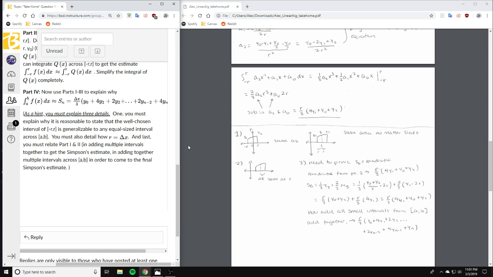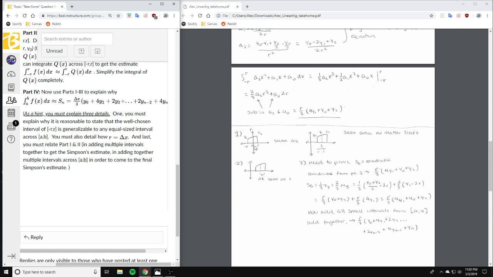Number 1 is that for whatever interval of negative r to r, it's generalizable, and we can put this anywhere. So it doesn't have to be from negative r to r with 0 in the middle. We can shift this 0 to a c, and it'd be the exact same thing. As you can see in my drawing, no matter where c is, the area doesn't change no matter how much you shift it. So no matter what interval from a to b, the interval negative r to r will be generalizable since this area is the exact same.